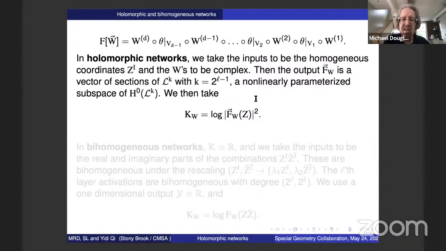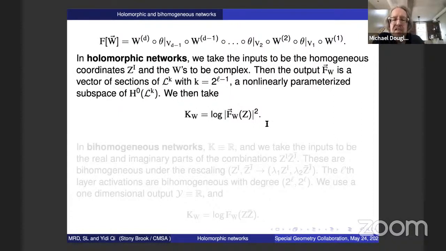We can then use that to produce a Kähler potential by replacing the sum over the complete basis of sections of some degree with the output of one of these networks. If we have L layers and take the inputs to be just the coordinates of degree 1, we double the degree for each theta, so we get degree k equals 2 to the L minus 1. It's going to be some chosen dimension, so unless this dimension is very large, it's going to be a subspace of all the sections.